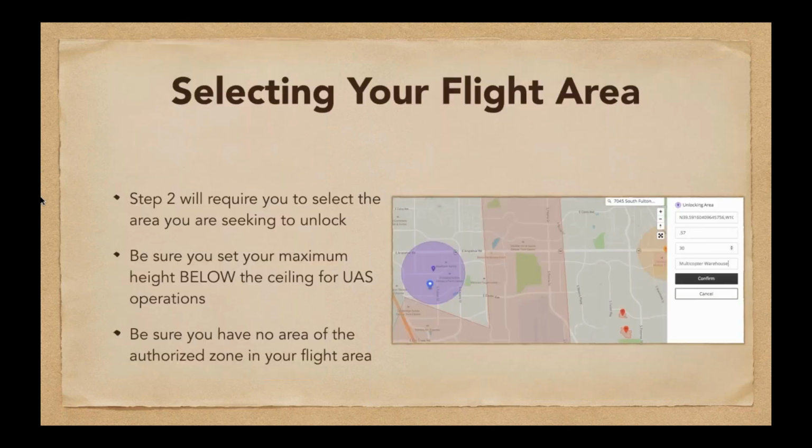As for the next steps here, you're going to need to select your flight area, just like you did with the air map. You will need to make sure that your area is not touching any of those authorization zones. You're going to want to make sure you set your max height below the ceiling for which you are authorized to fly in. In our authorization zone here at Multi-Copter Warehouse, we have a clearance of 150 feet, and if we were to put 160 feet, it's going to get denied. So make sure that you're inputting all the correct numbers, following all the laws and regulations, and the biggest thing being you don't have any of the authorized zone in your flight area.